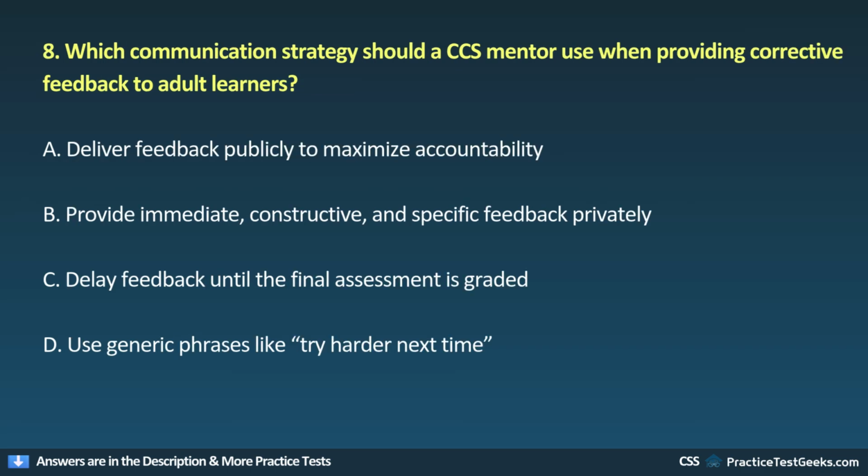8. Which communication strategy should a CCS mentor use when providing corrective feedback to adult learners? A. Deliver feedback publicly to maximize accountability. B. Provide immediate, constructive, and specific feedback privately. C. Delay feedback until the final assessment is graded. D. Use generic phrases like "try harder next time."